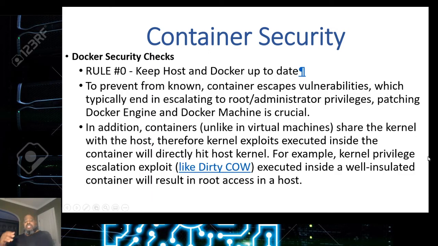So now we're going to slowly go through the Docker checks. These are the OWASP checks, the top 10 for the Docker settings. Rule number 1: keep the host and Docker updated to prevent known container escape vulnerabilities, which typically end in escalation to root administrative privileges. Patching the Docker image and Docker machine is crucial. Also, if you look on the slide, there's an exploit called Dirty Cow that shows you how to execute a privilege escalation on a Docker machine if you didn't keep it updated.